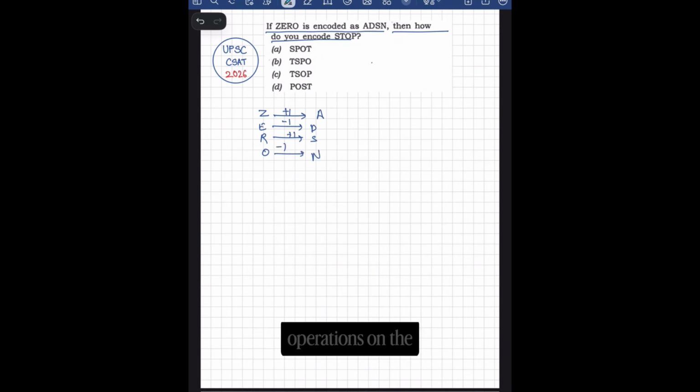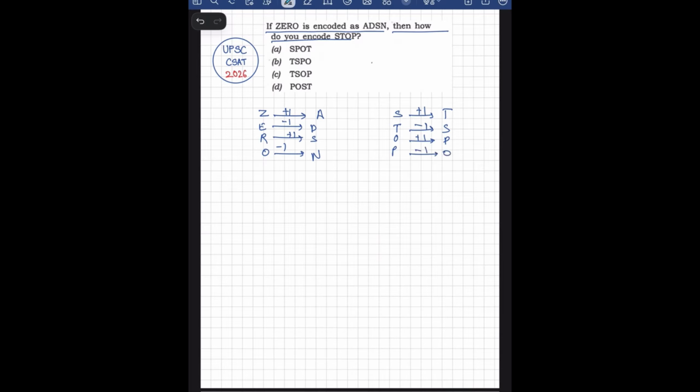Now we'll apply the same operations on the letters of the word stop. So S, T, O, P. +1 gives us T, -1 gives us S, +1 gives us P, -1 gives us O. So the correct answer is option B.